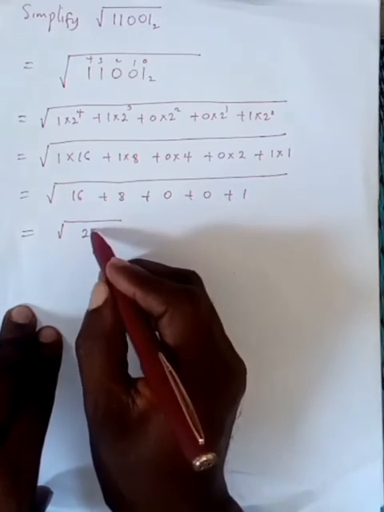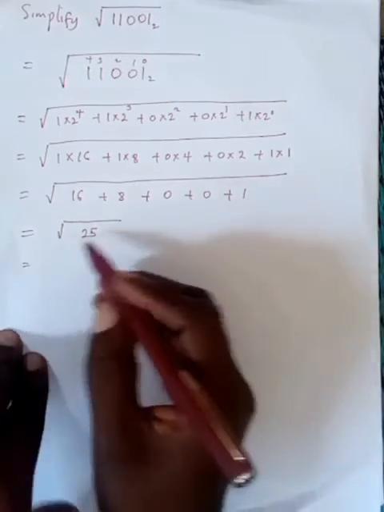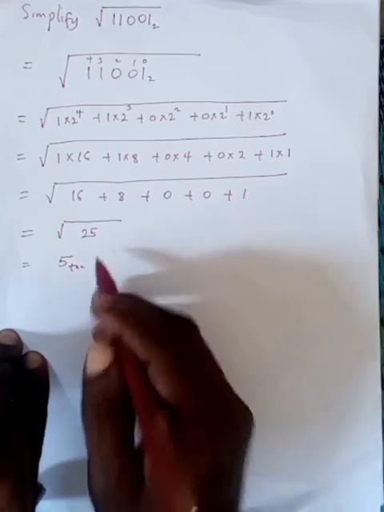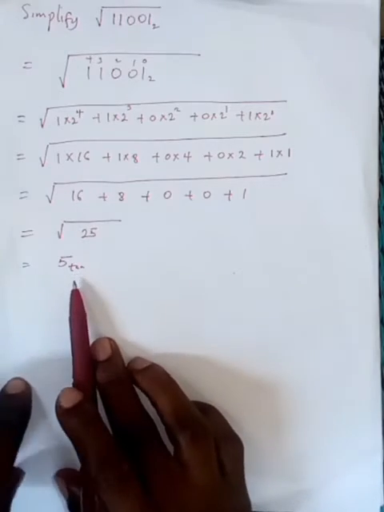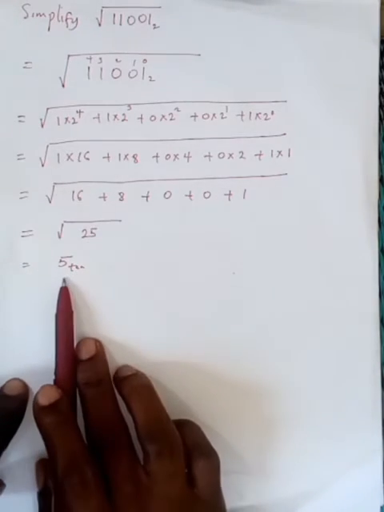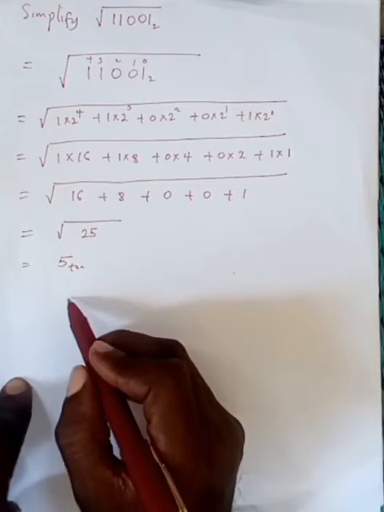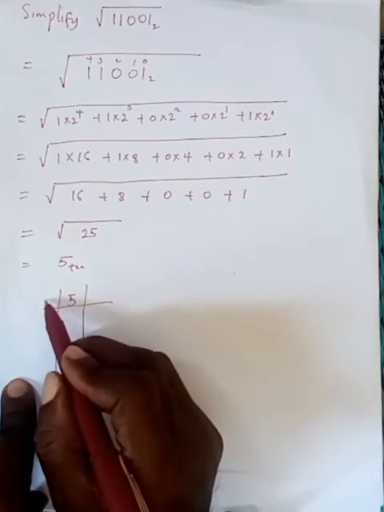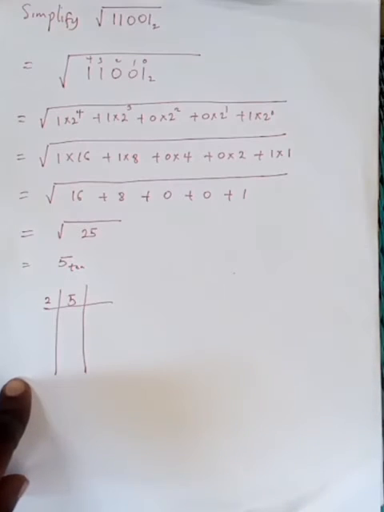So taking the square root of 25 gives 5 in base 10, but we expect this answer to be in base 2, so we have to convert it back to base 2. I will keep dividing 5 by 2, since I want it to be a base 2 number.